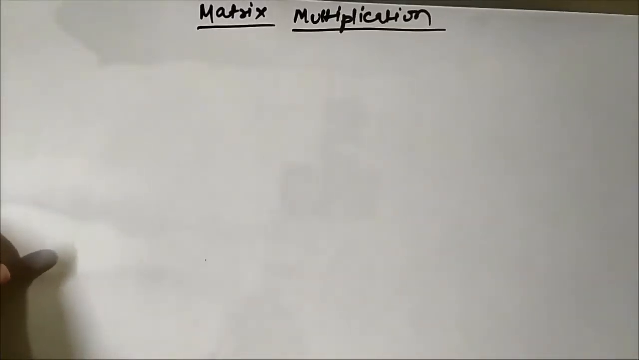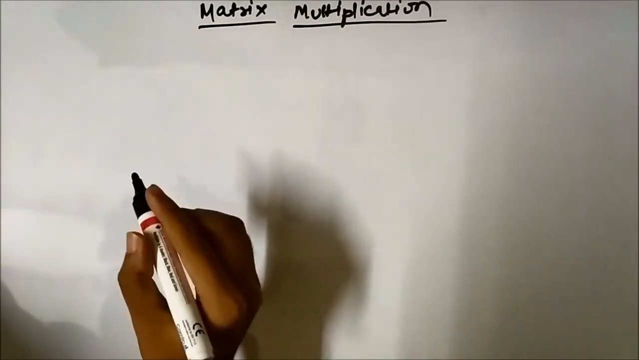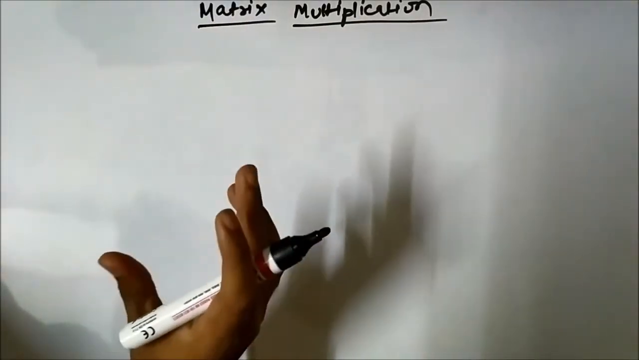Okay, so let us now understand matrix multiplication with the help of suitable examples. We'll start with very simple matrices so that we understand the process, the technique, and then we will go on to higher order matrices. Okay, so let us first take two simple matrices.